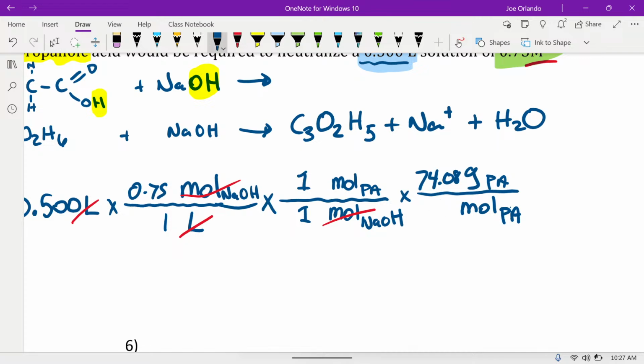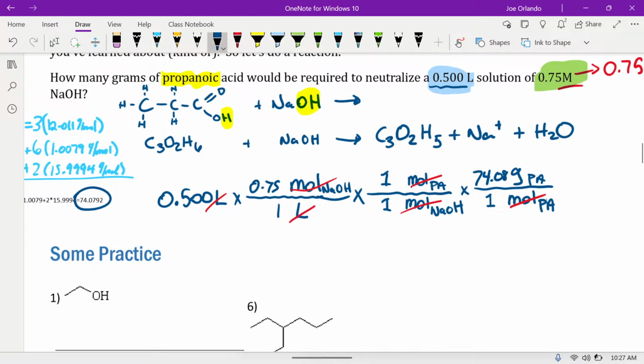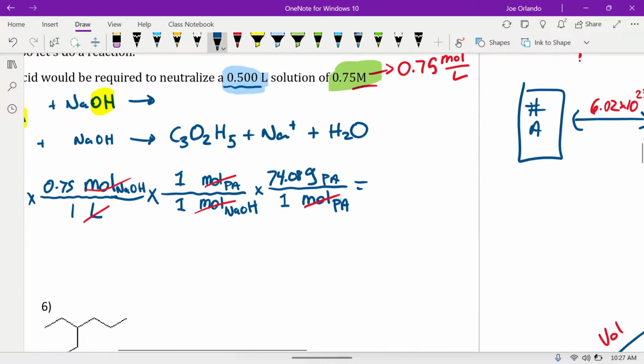And what number goes down here? 1, because the periodic table doesn't know what question you're doing. All right, what unit cancels? Moles of propanoic acid. And so we're going to now find out how many grams of propanoic acid we have.